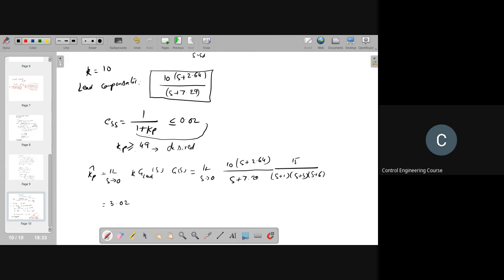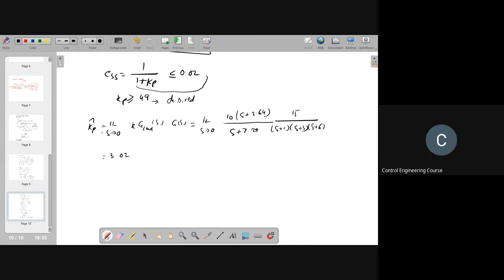So now we have to calculate the lag compensator beta. Beta is nothing but the desired Kp by the existing Kp, Kp dash. So this will be 49 by 3.02, which is approximately 16.2. Let's take beta as 16.